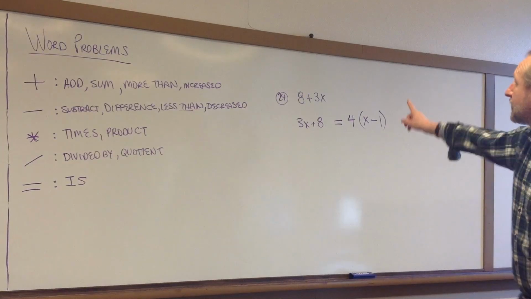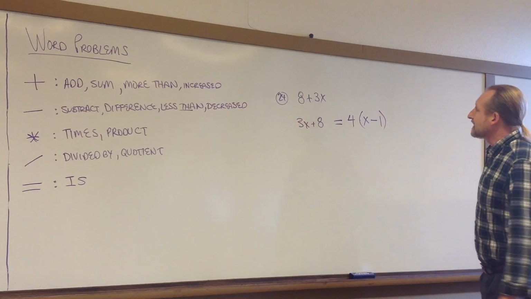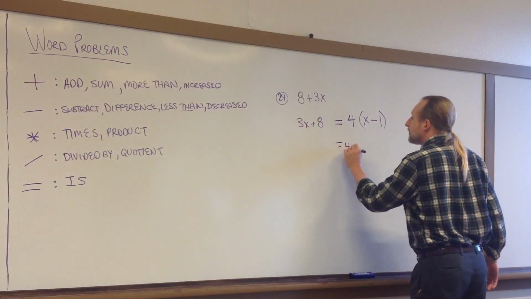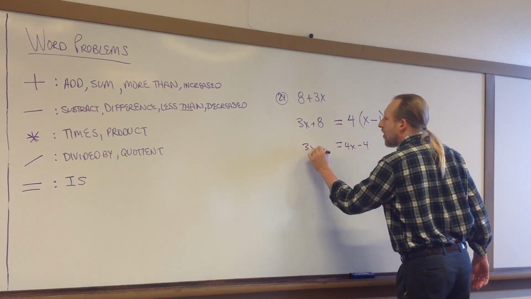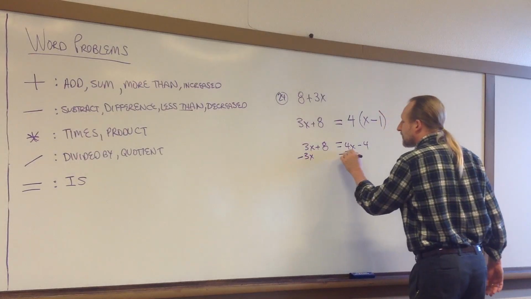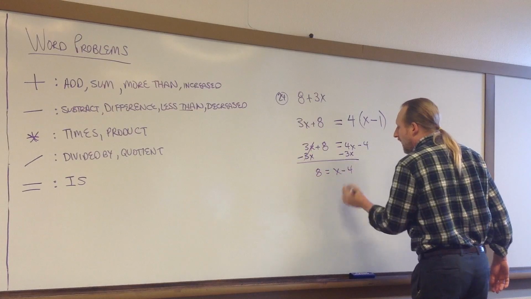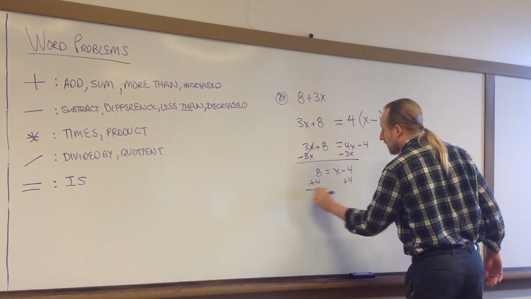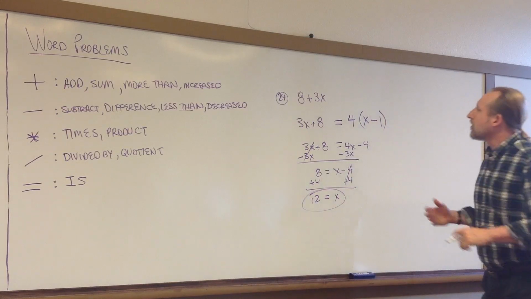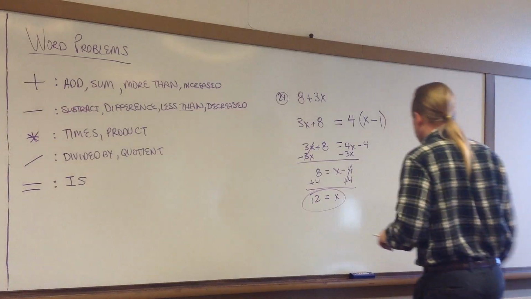8 more than 3 times the number is the same as the product of 4 and 1 less than the number. Okay, so let's distribute 4x minus 4. 3x plus 8, so we'll subtract 3x on both sides, and then add 4 to both sides. x equals 12. Okay, that's problem 24. We got 1 more on here.